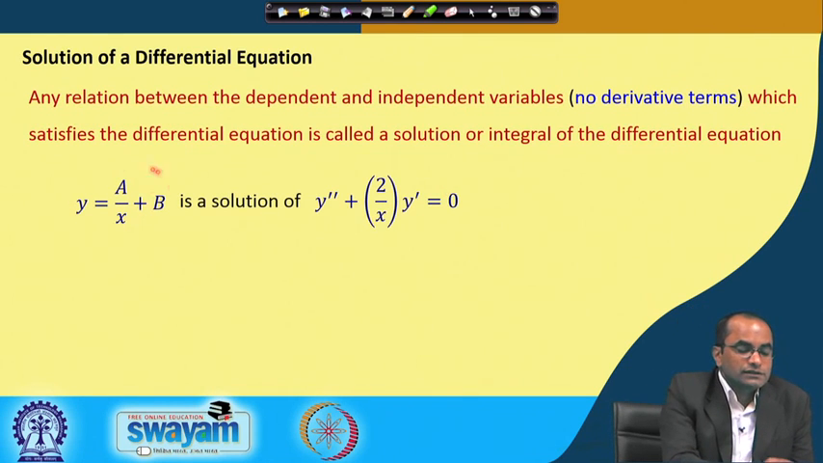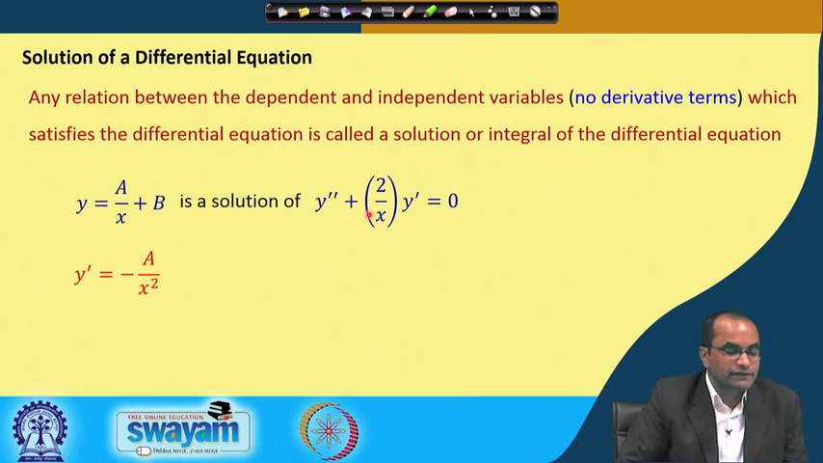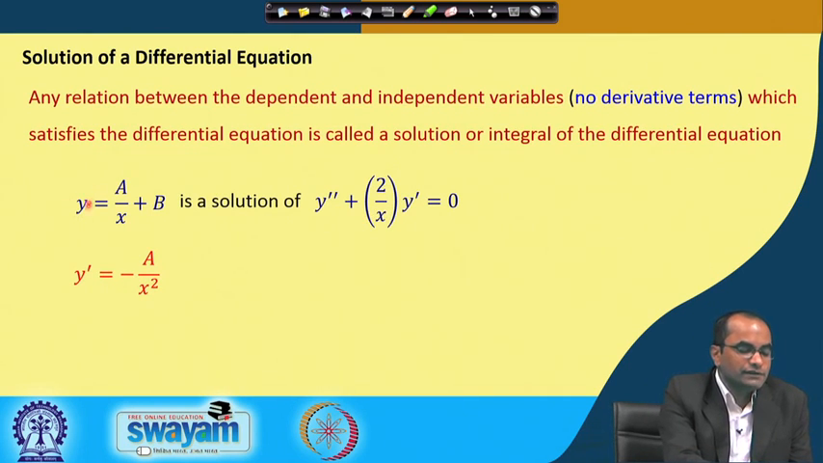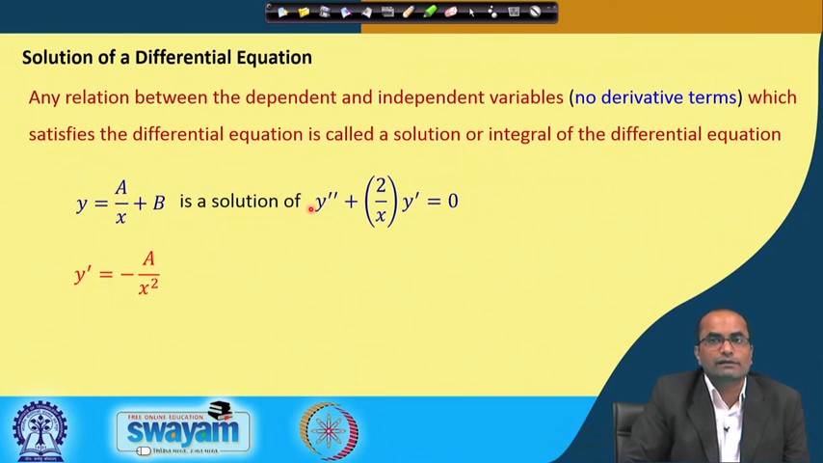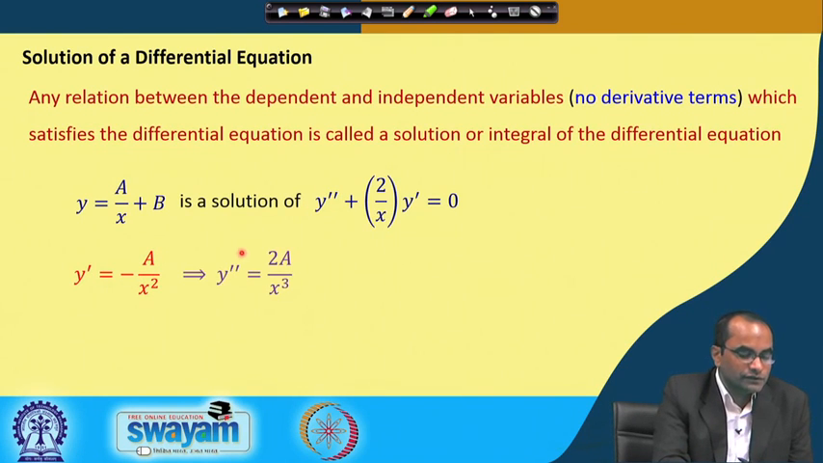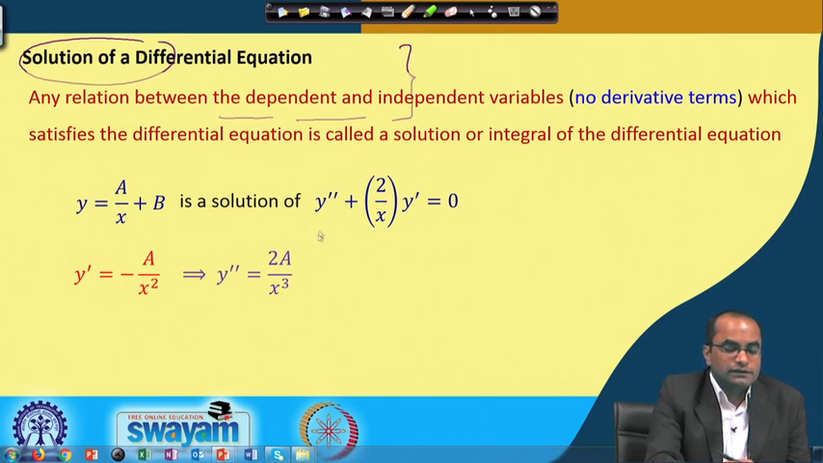Because this relation satisfies this differential equation, which we can easily verify. If we take the derivative of this y, we will get minus a over x square, and because we have the second derivative in the equation as well, we will go for the second order derivative here. So y second order derivative will be minus 2a, and again this minus minus will be plus here. So 2a over x cube is the second order derivative.